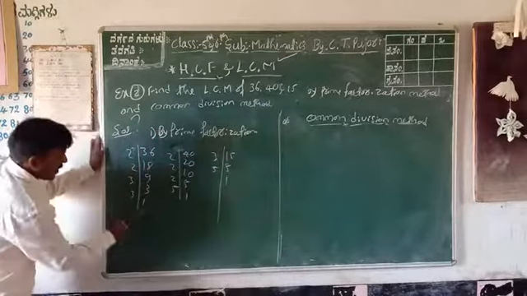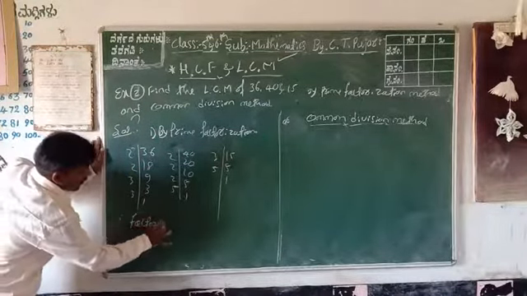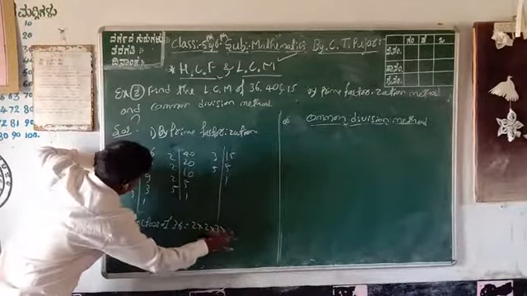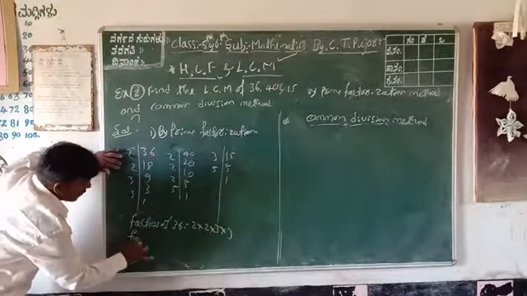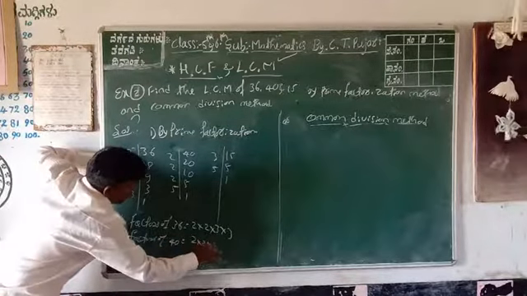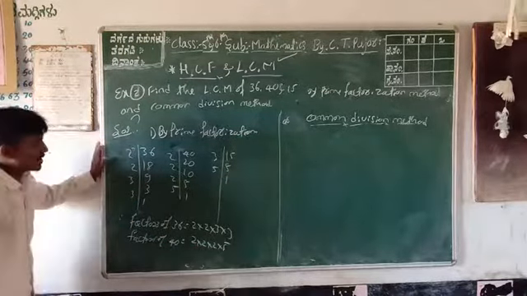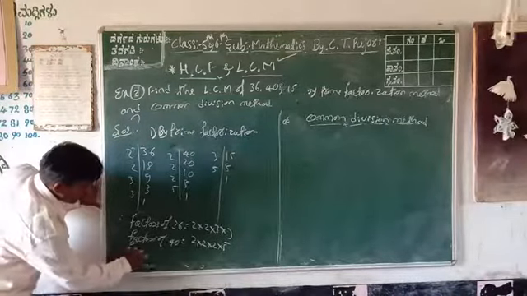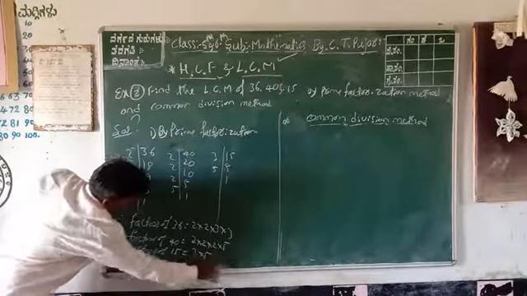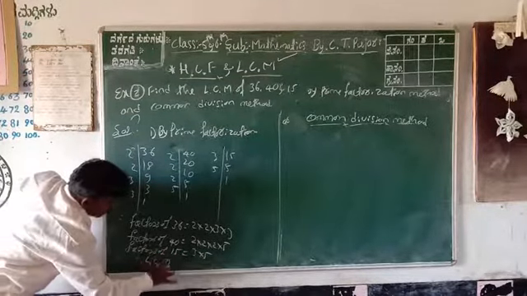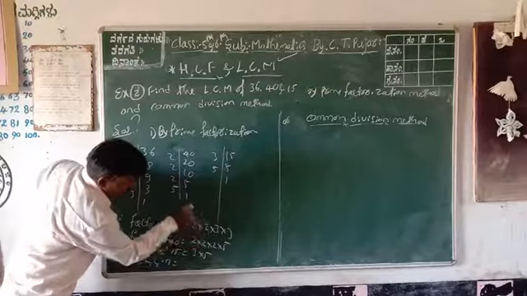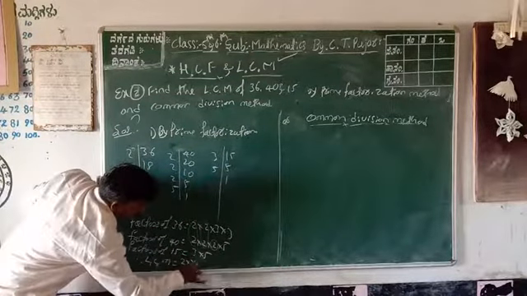Therefore, factors of 36 is equal to 2 into 2 into 3 into 3. Next, factors of 40 is equal to 2 into 2 into 2 into 5. Next, factors of 15 is equal to 3 into 5. Therefore, LCM is equal to 2 2 2, 3 times.